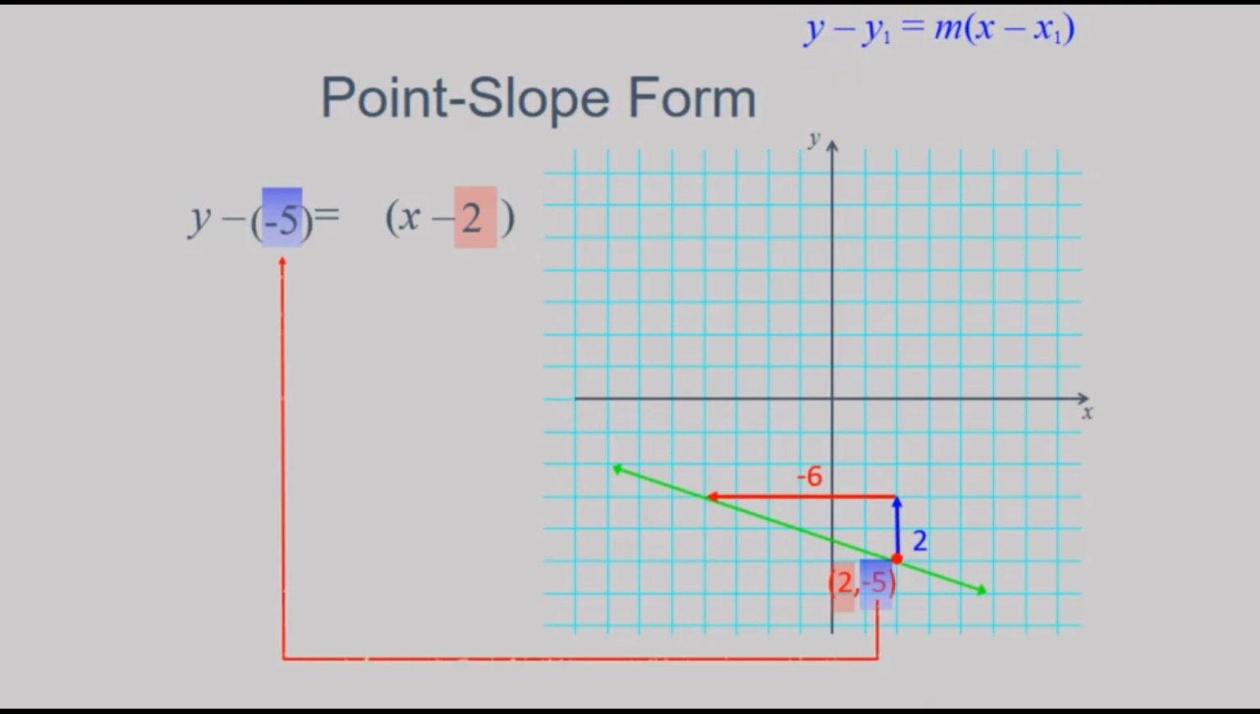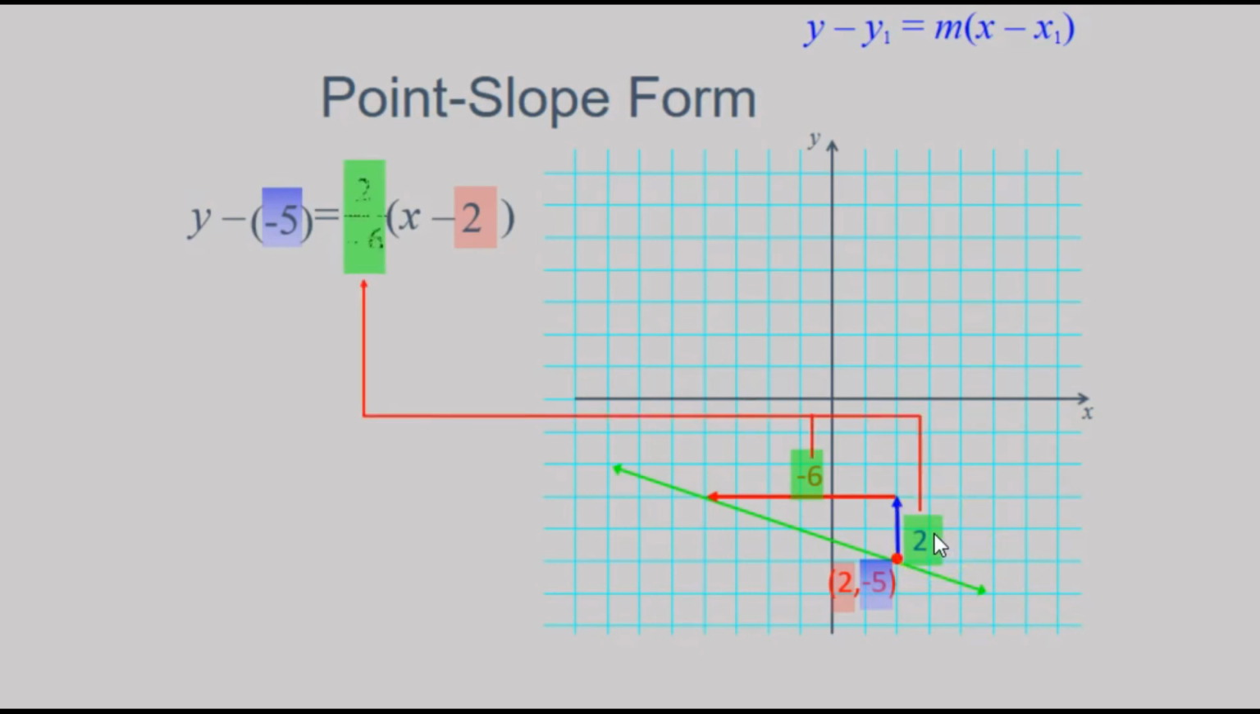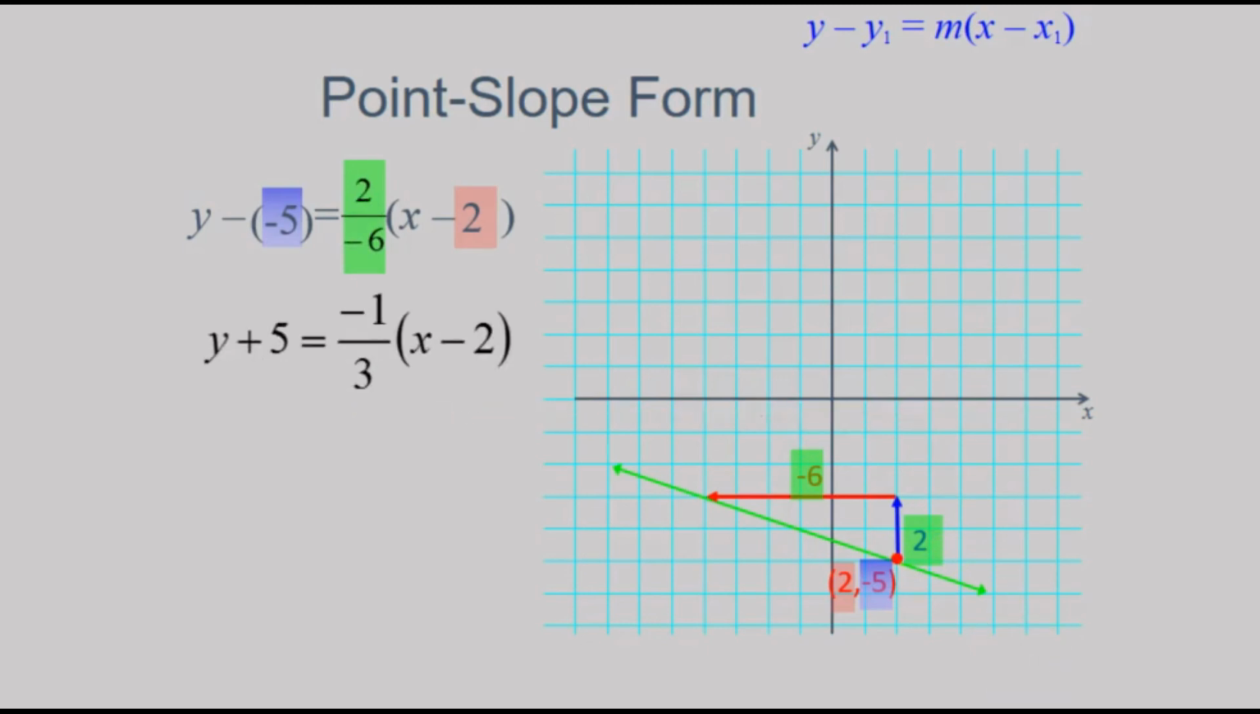And the last step is to fill in the slope, rise over run. We have a +2 rise for a -6 run. And then simplifying this equation, we can reduce that slope to -1/3, and there we have an equation for this line. Every point on the line is a solution of this equation, which is considered in point-slope form.